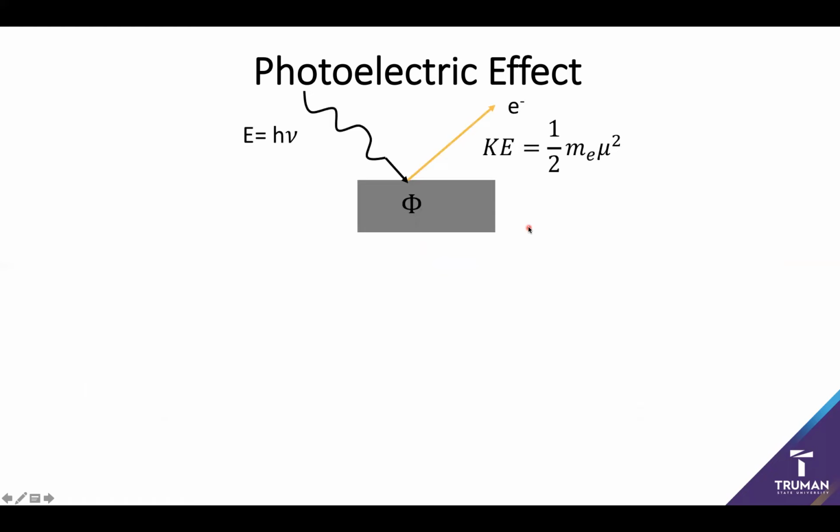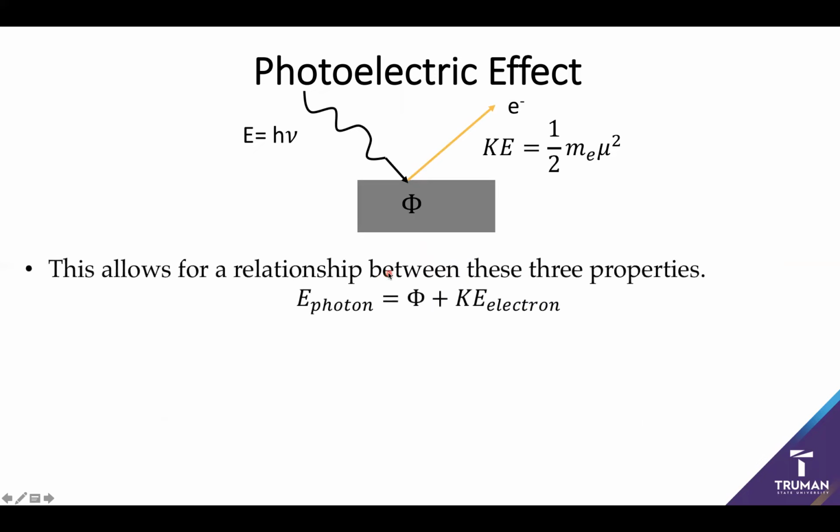So we can go ahead and use this basic concept to build up a mathematical relationship. And this is more or less the idea of energy in equals energy out. So the energy coming in is all going to be based on how much energy my photon has. Then that energy has to go into 2 places. First, we have to overcome the amount of energy binding the electron to the metallic surface, and then the rest can go into movement, so the kinetic energy of the electron.